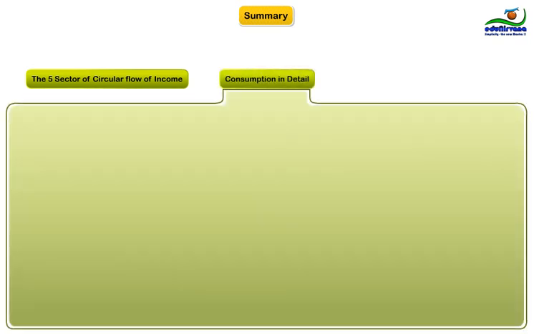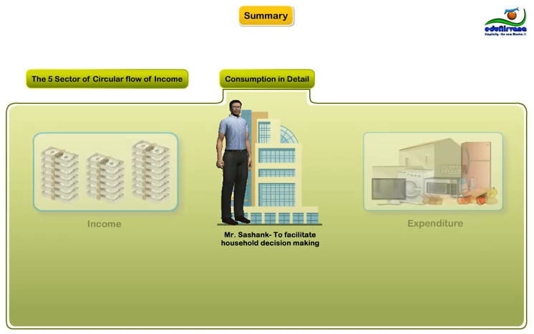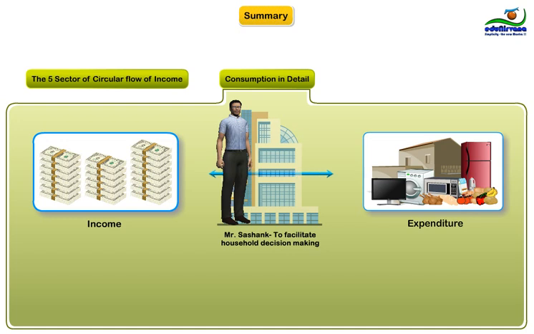In order to explain the first component in detail, we introduced a character called Shashank, who works in a firm and can be considered to have the usual traits of any consumer. It was established that his expenditure is directly related to his income. The more the income, the higher the expenditure.